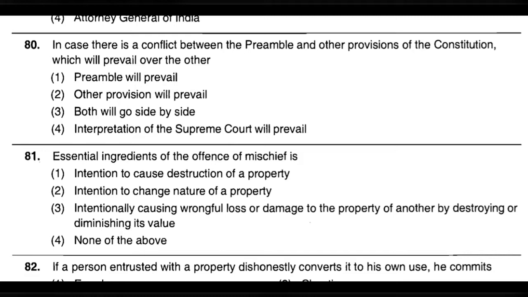Now question number 81. Essential ingredients of the offense of mischief is option number 1, intention to cause destruction of a property. Option number 2, intention to change nature of the property. Option number 3, intentionally causing wrongful loss or damage to the property of another by destroying or diminishing its value. And option number 4, none of the above. And the correct answer is option number 3, that is intentionally causing wrongful loss or damage to the property of another by destroying or diminishing its value.